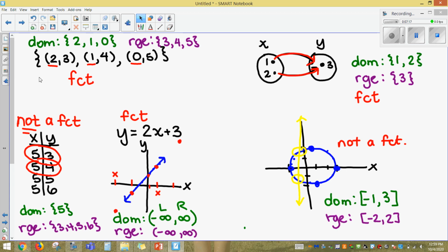So if I'm looking at a list or a diagram, I'm looking for repeated x's. If I've got a picture, I'm going to do the vertical line test.